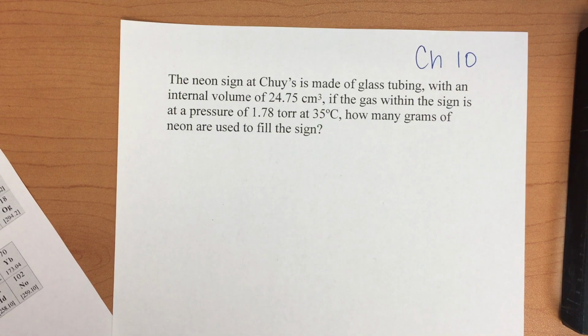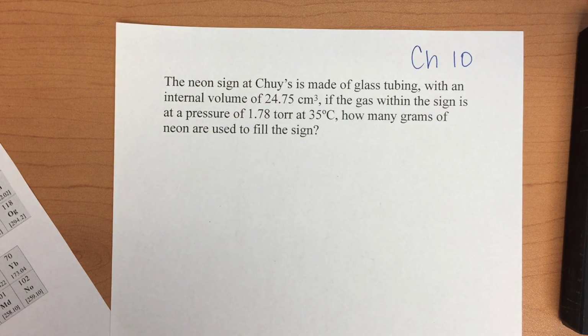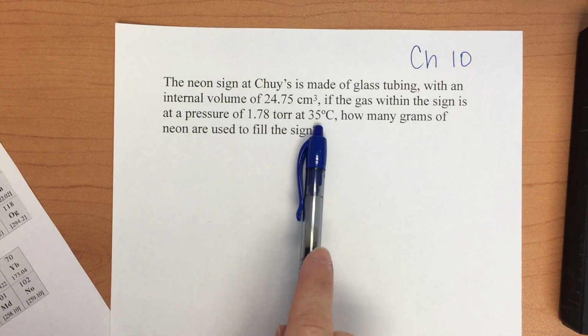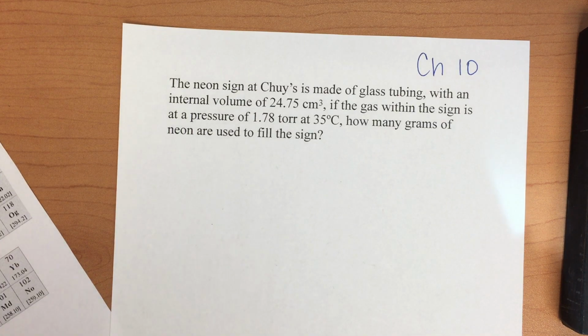In this problem, the neon sign at Chuy's, which we know is my favorite restaurant, is made of glass tubing with an internal volume of 24.75 centimeters cubed. If the gas within this sign is at a pressure of 1.78 torr at 35 degrees Celsius, it's a warm day here in Florida, how many grams of neon are used to fill the sign?